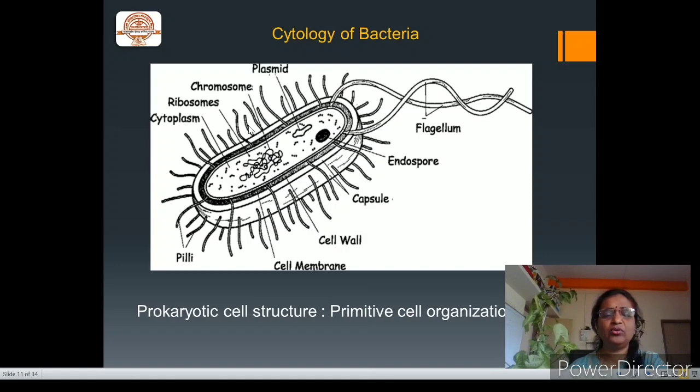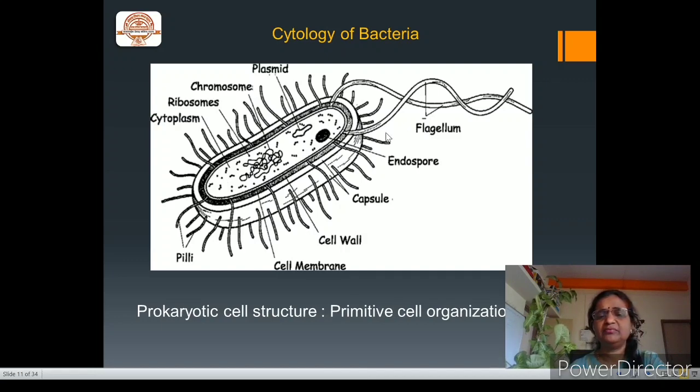Along with that, a single chromosome is there. Plasmids, that is extra chromosomal DNA, are there. Granular ribosomes are present in the cytoplasm. Here the cytoplasm does not show any compartmentalization like that of the eukaryotic cell. In eukaryotes, as you know, there are well developed structures like Golgi body, endoplasmic reticulum, mitochondria, chloroplast, that are all absent in the prokaryotic cell. Here only a few cell organelles are present without any compartmentalization.